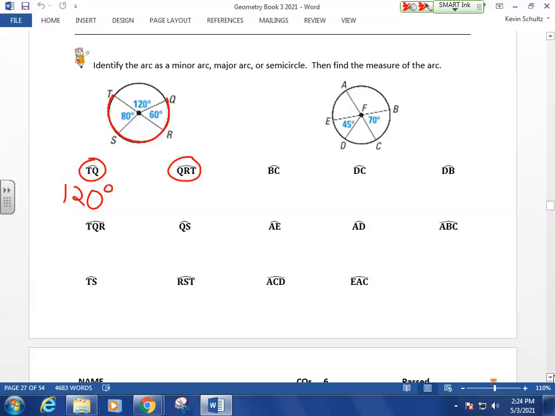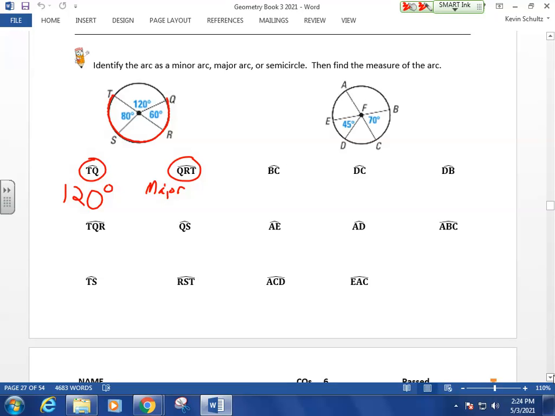We could have also named this QST, right? From point Q all the way through point S and up to T. We have that third letter just to show that it is what type of arc? Major arc, right? It's more than 180. It's got 3 letters in it. I didn't write minor on the first one. I'll write major here. And what's the value of that? How do you get that? Because you take 120 and it's like on the bottom there.